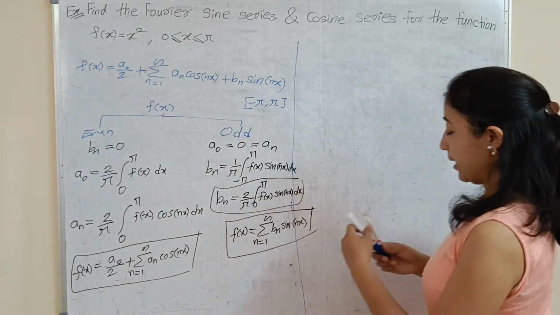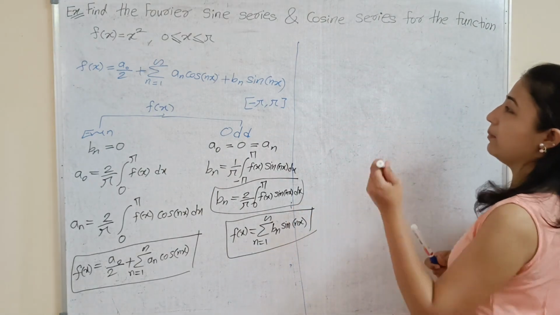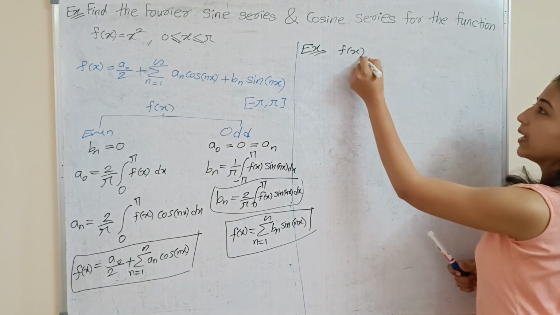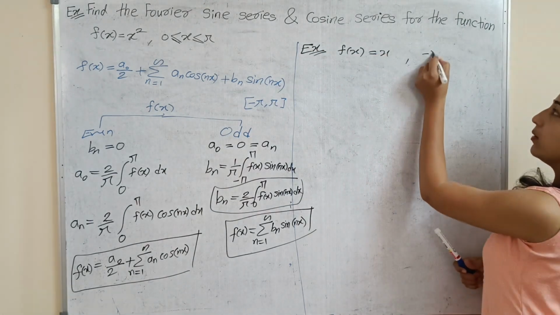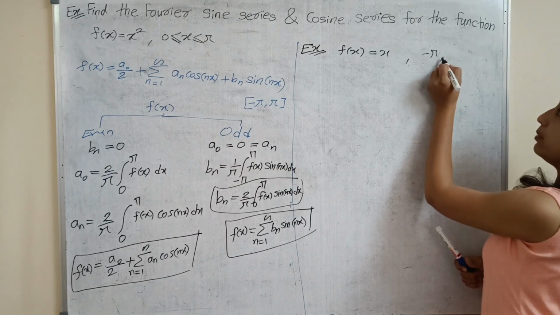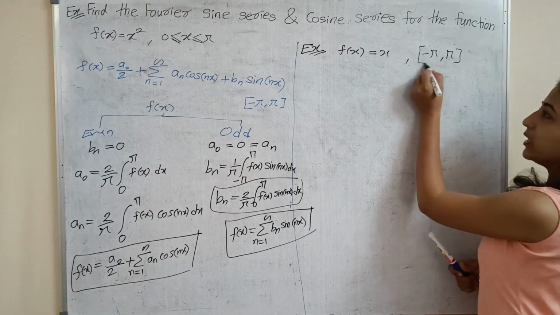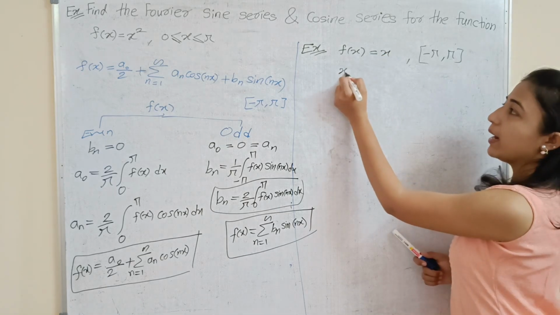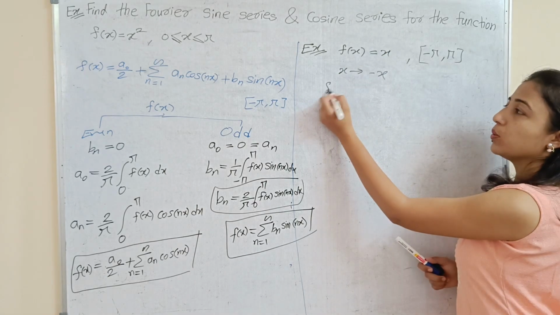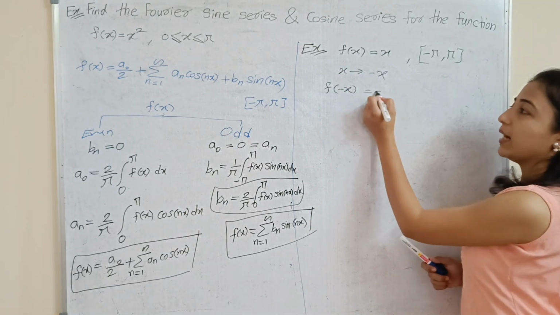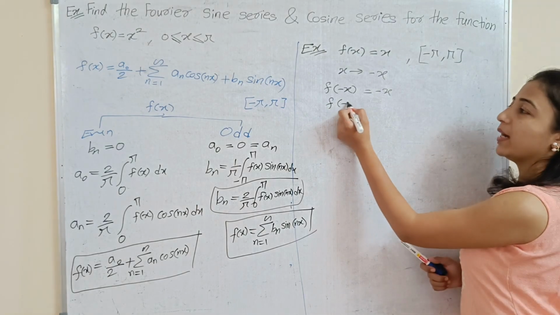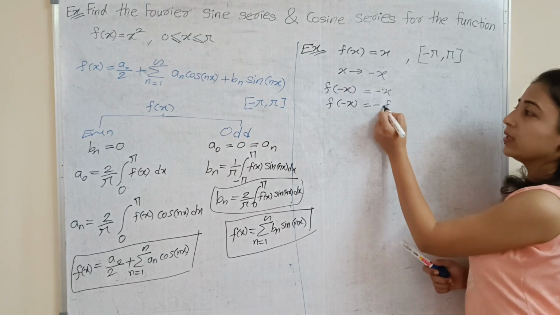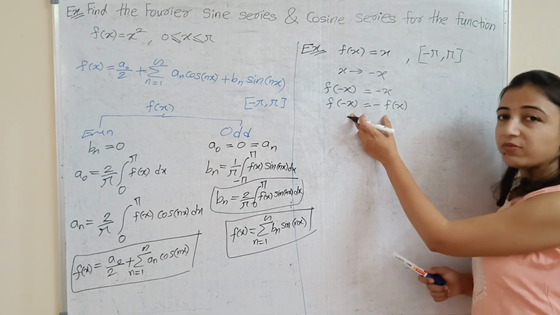व्हाई? सी हियर, लेट्स सपोज आई विल गिव यू द एग्जांपल हियर. टेक द फंक्शन f of x is x in the interval -π to π. अब इंटरवल अगर -π to π, फंक्शन f of x is x, so x replaced by -x, so you will get f of -x is -x, that means f of -x is minus f of x. So see, it is the definition of odd function.